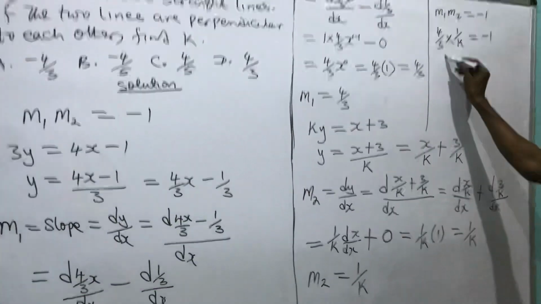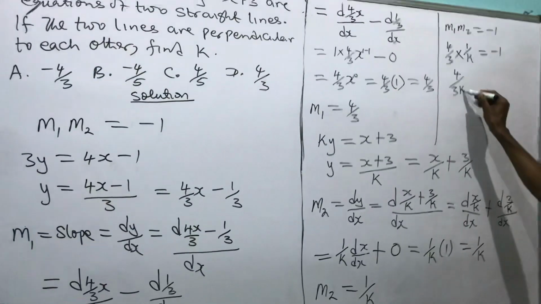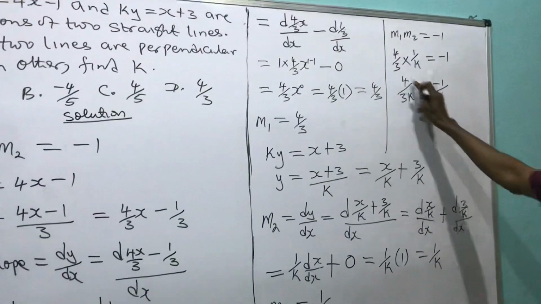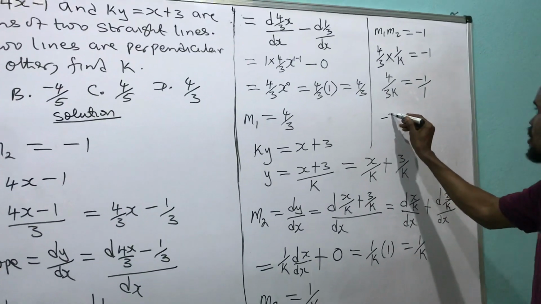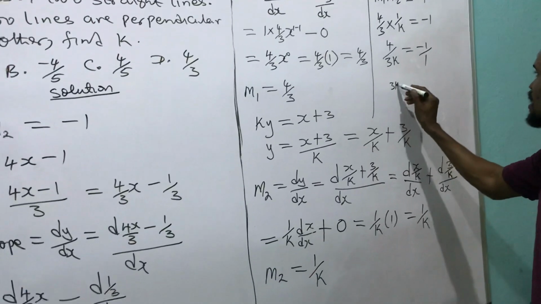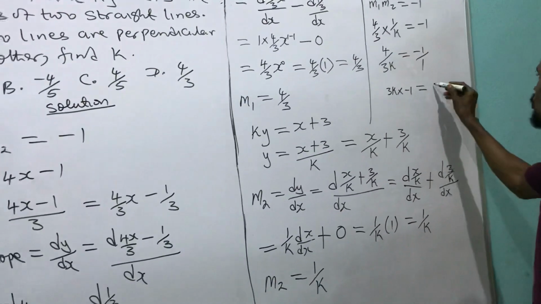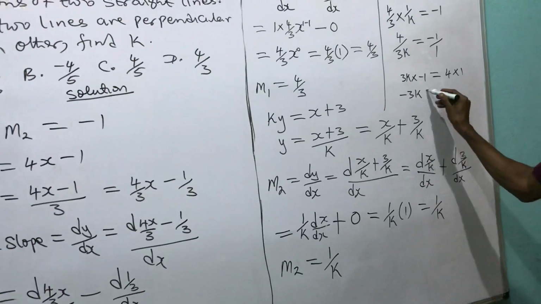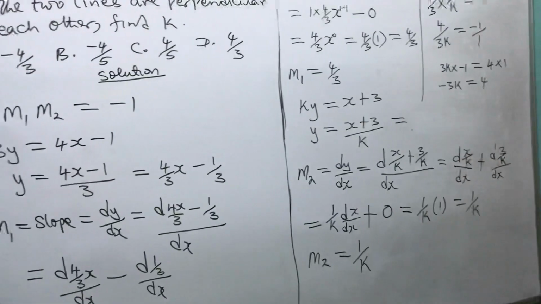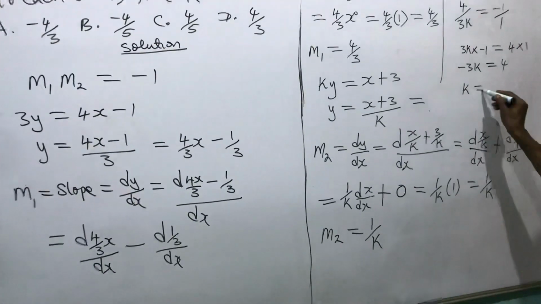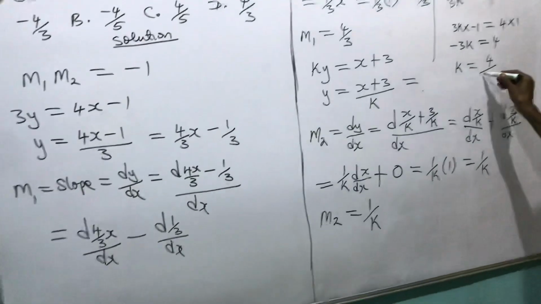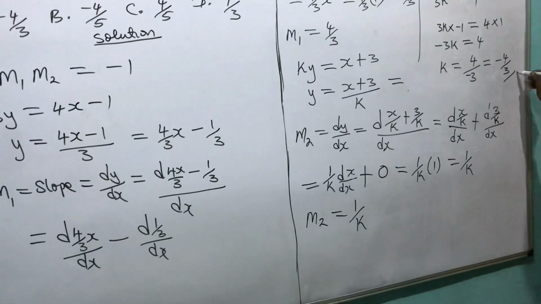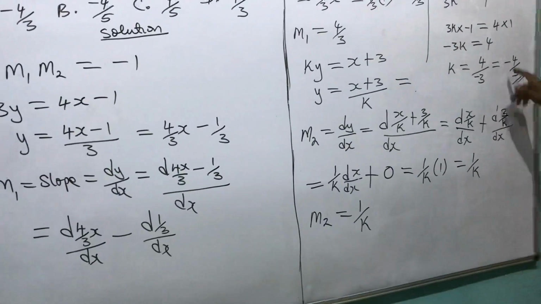And this will give me 4 all over 3k is equal to minus 1 over 1. If I do cross multiplication, I will have 3k times minus 1 is equal to 4 times 1, and that gives me minus 3k is equal to 4. Therefore, k is equal to 4 divided by minus 3, which is the same thing as minus 4 over 3. The value of k is minus 4 over 3.